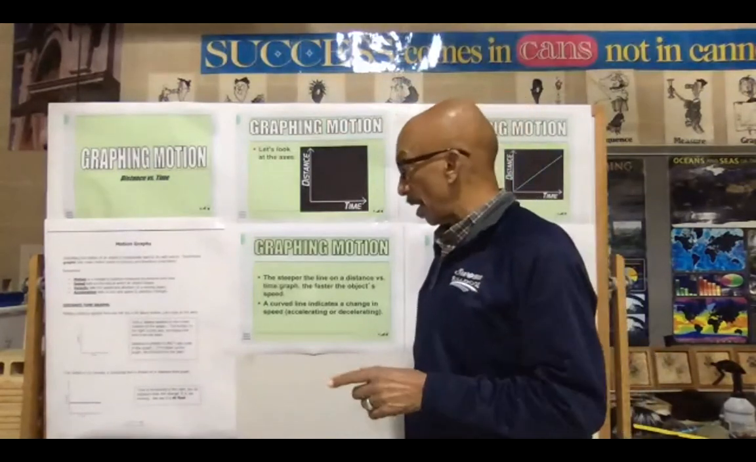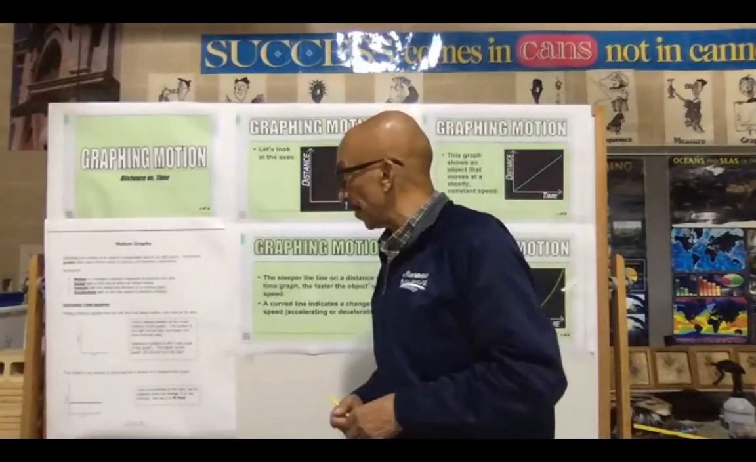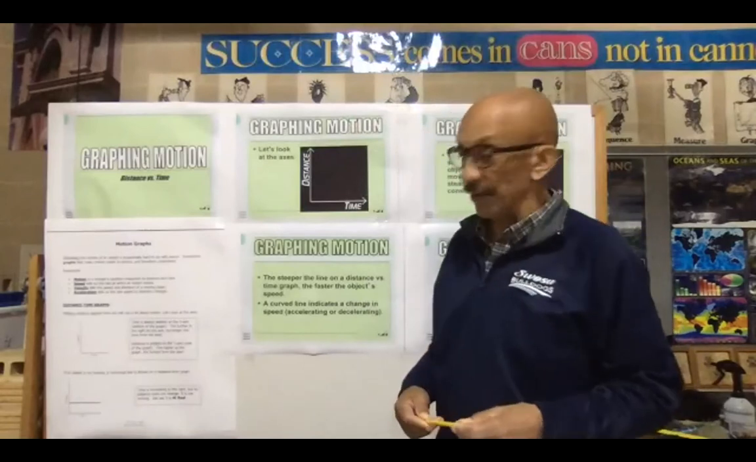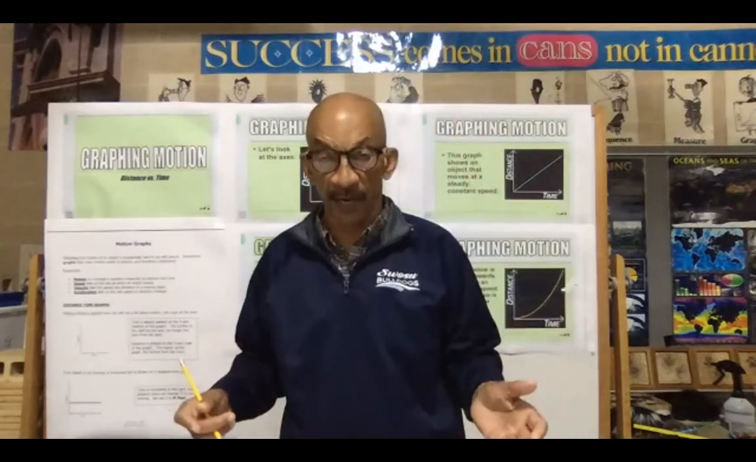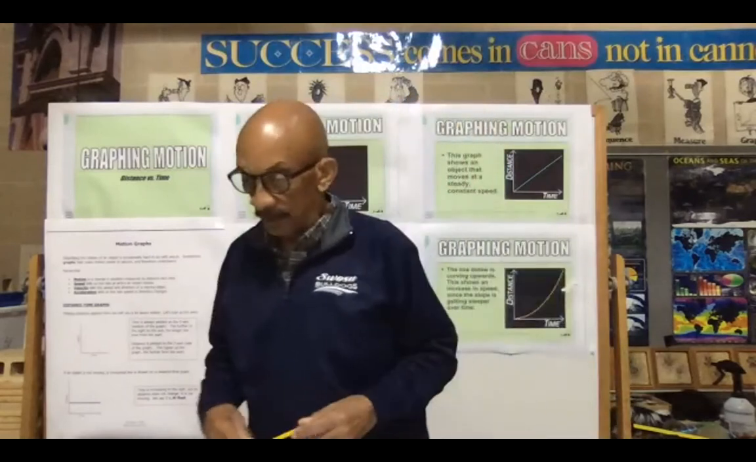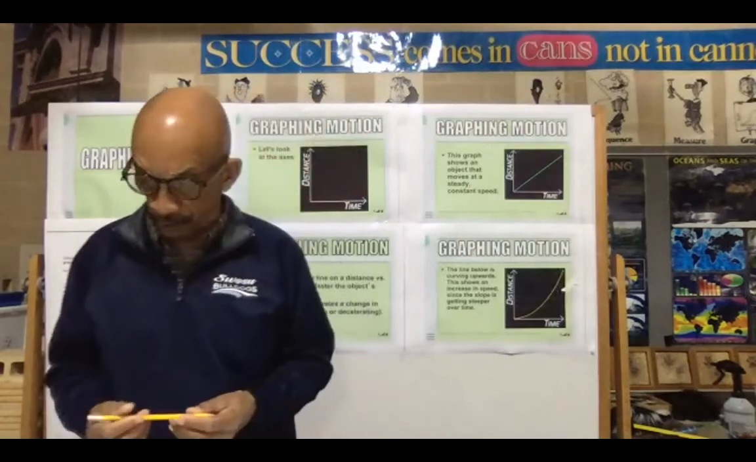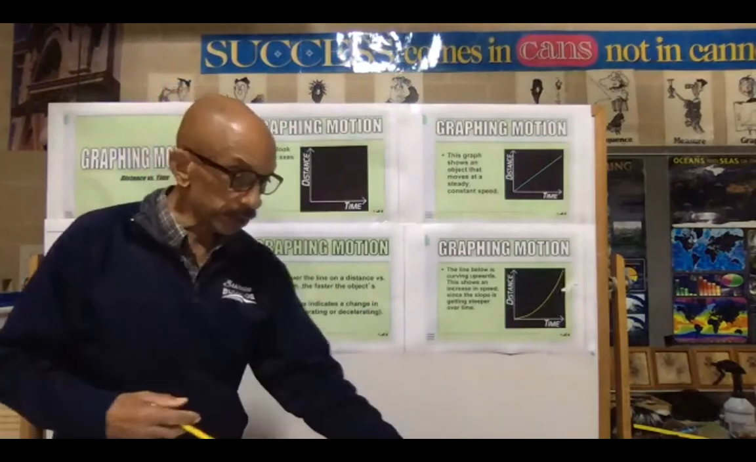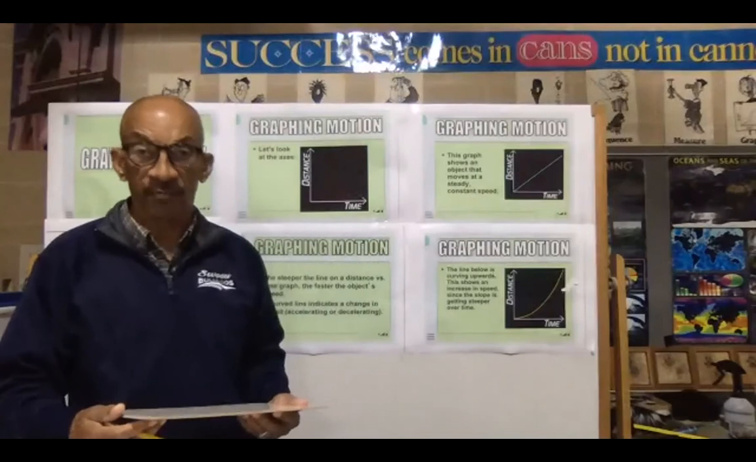Speed tells us the rate at which the object is moving, and velocity tells us the speed and direction of the moving object. Acceleration tells us that the rate of speed or direction has changes involved in it. So in developing a graph, there are certain protocols that are used. For example, if we were to set up a graph, we definitely would have to have axes for that graph.